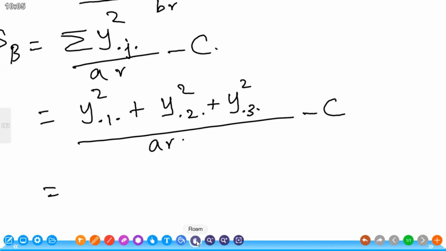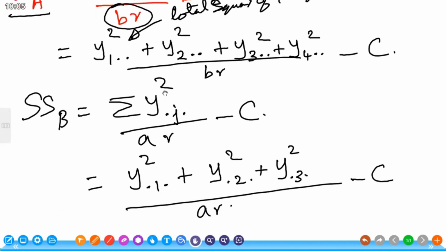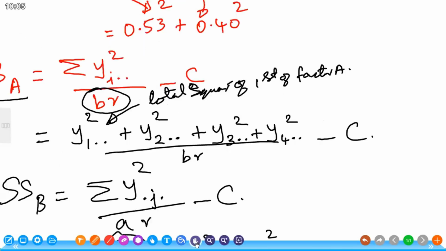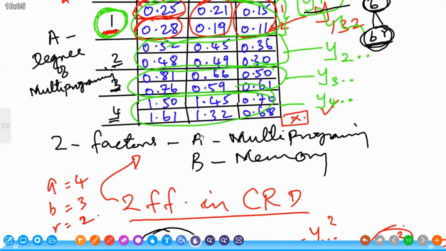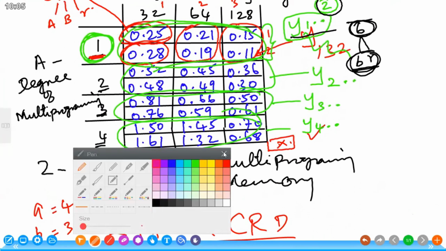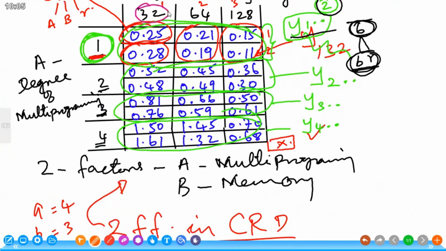Right, I'm going to show you. Now, what is this? How can we explain that? It is the total square of what? The first level of factor B. So now we are adding the values of the first level of factor B. What is the first level of factor B? First level of factor B is that. So we are adding across this.